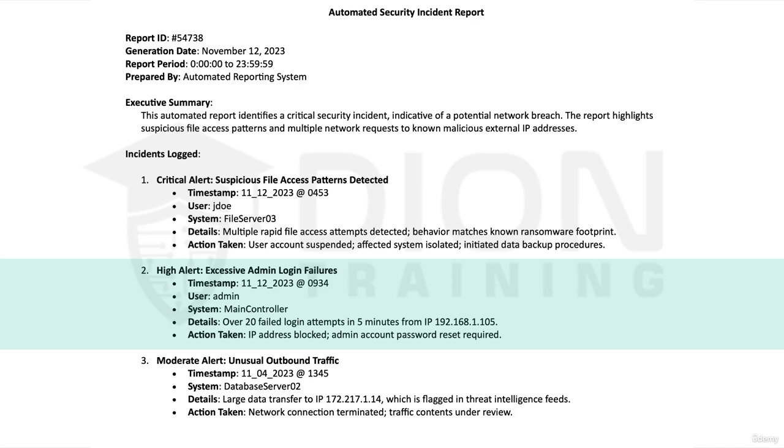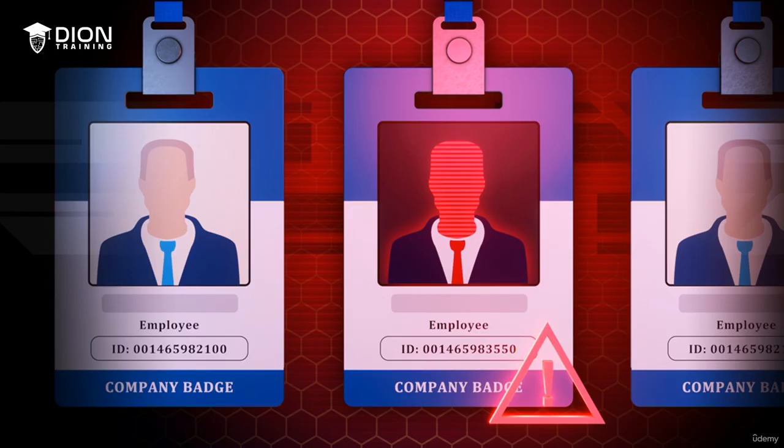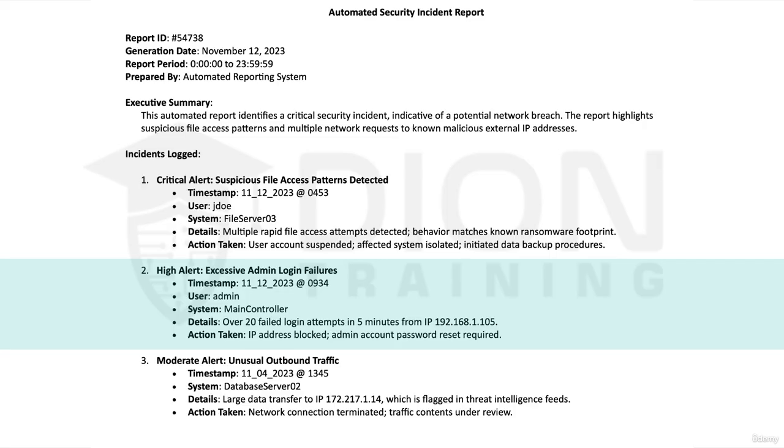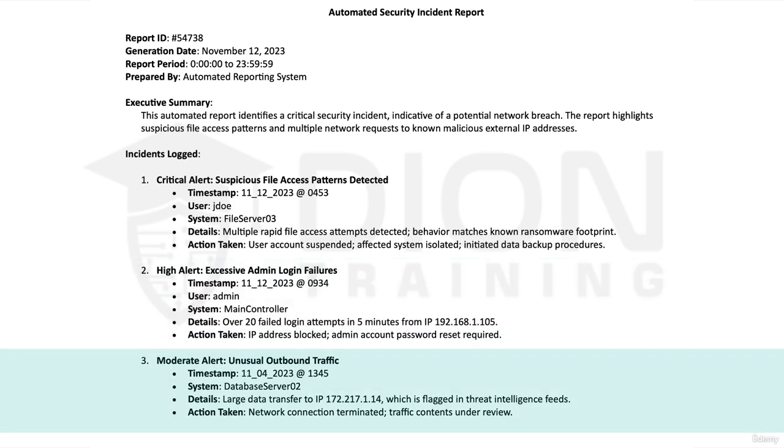That IP address is an internal IP, so that tells me we may have an insider threat, or we have somebody who's already exploited our network on one of our machines through something like a social engineering or phishing attempt, and now they're trying to break into our domain controller. The action taken was that IP address was blocked, so that communication can no longer happen, and the admin account password was automatically reset by our system because, again, we're using automated and orchestrated ways to respond to some of these minor security incidents. The third one we have is a moderate alert.